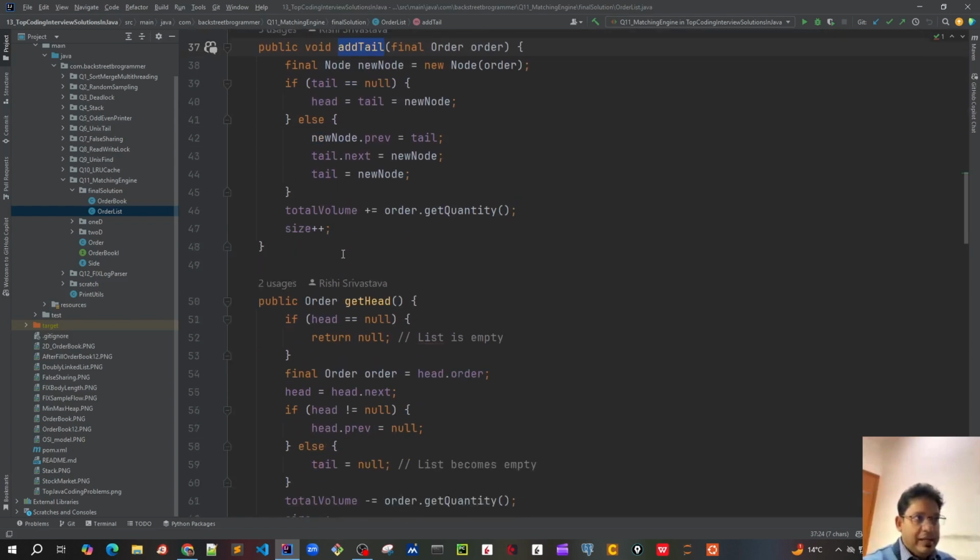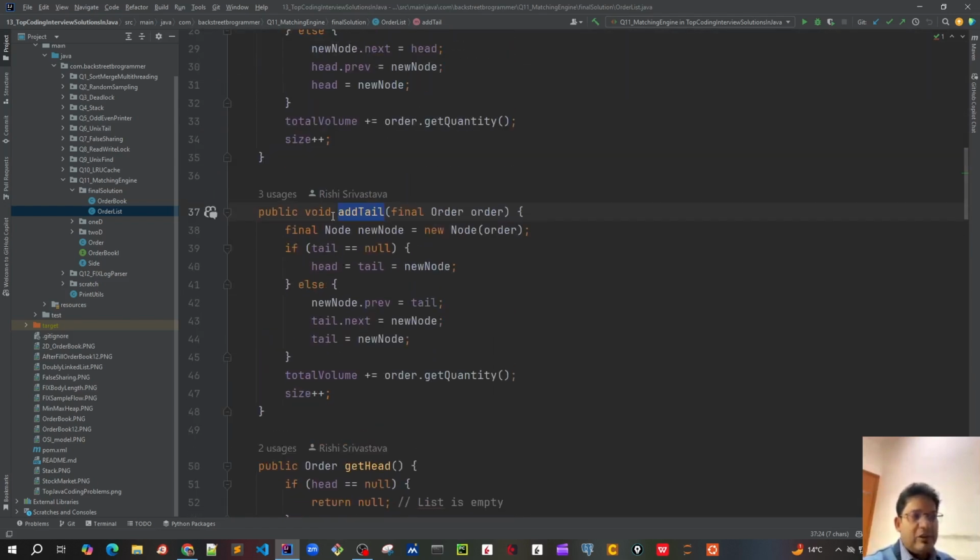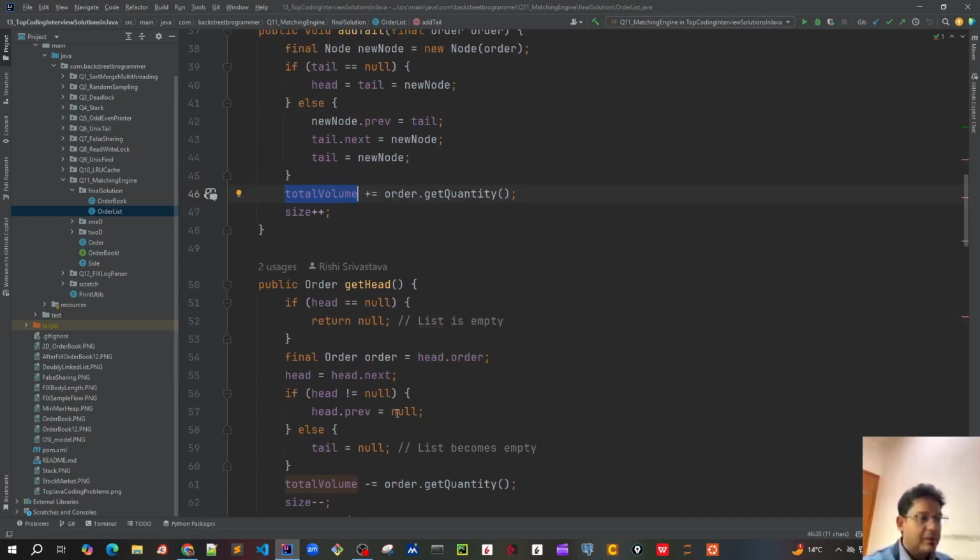And in each of these cases, as I mentioned, whenever I'm adding any order to our doubly linked list, I will be increasing the total volume, which is the order quantity, and the size. We want this because many times in interview questions, we have to implement a design where we want to know, at a certain price level, what is the total volume available of open orders and how many orders are available. So this would be helpful if you maintain these two properties, total volume and size.